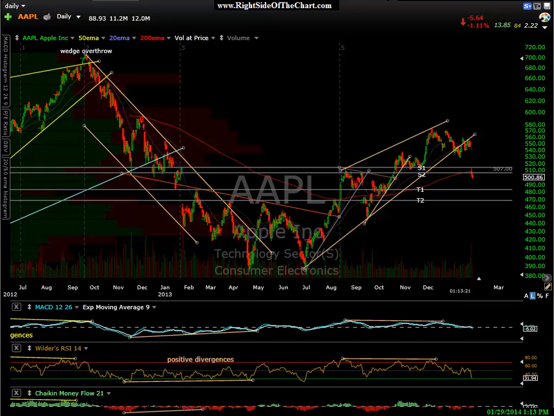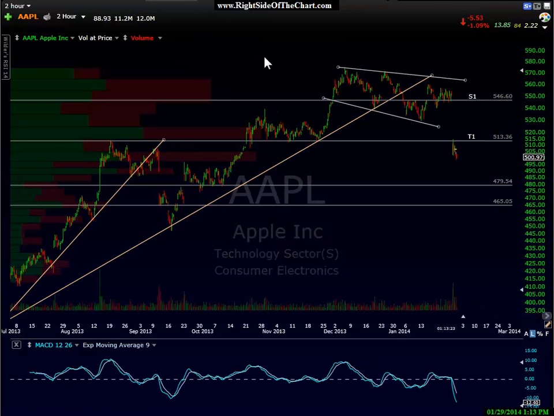Now, zooming in a little bit closer to the 2-hour time frame, this is a chart that I've been posting since a few weeks ago with my call for a 6% drop in Apple, a 4% drop in Exxon Mobil, and a 5% drop in the markets. Well, what happened? We hit my target, and it took that earnings gap to get there.